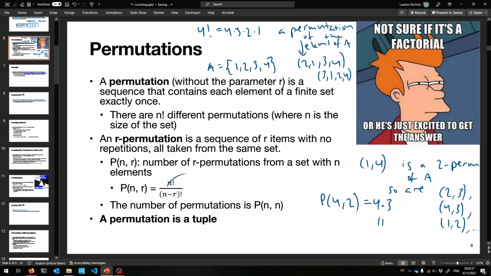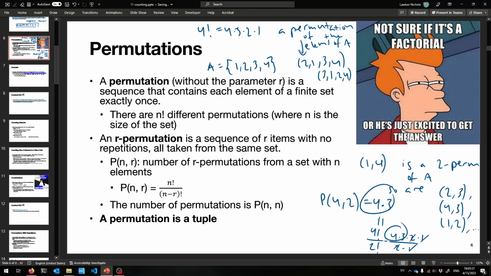PNR is equal to n factorial over n minus r factorial, which is, in our case, 4 factorial over n minus r, so 4 minus 2 factorial, which is just 2 factorial. That equals 4 times 3 times 2 times 1 over 2 times 1, and the 2's and 1's cancel, and yes, you get 12 again. So that's just a plug and chug way to calculate that, but this is the intuition. Hopefully that makes sense. That's important.